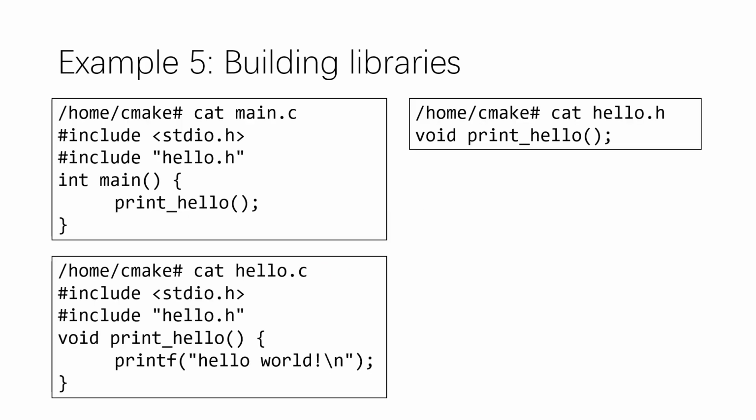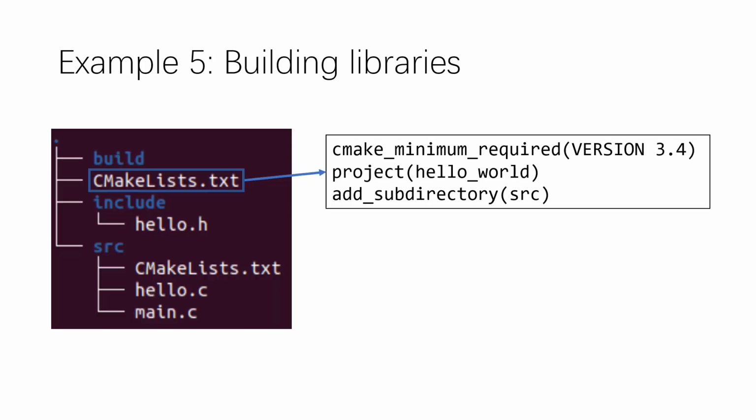Now let's see an example. We use the same source code as example 2. In the main program, we include the header file hello.h and call the function in it to print hello world. As we know how to add subdirectories, we can restructure the project. We can put the source files into src and the header file into include. We also have two CMake lists, one in the source directory and one in the subdirectory. The outer CMake list is easy to write: the version of CMake, the project name, and add_subdirectory.